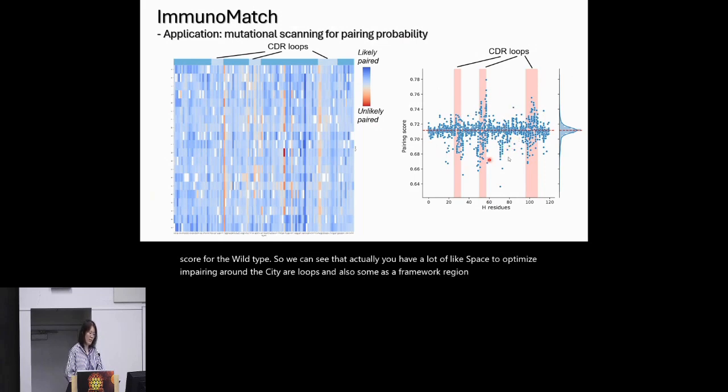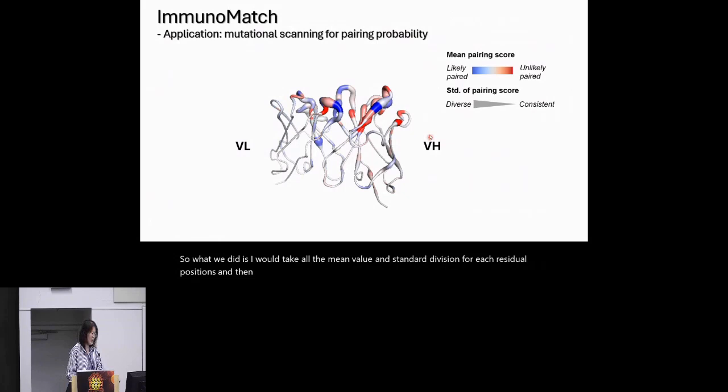So we wanted to map this scatter plot onto the antibody structure. What we did is we took the mean value and standard deviation for each residue position, and then we have this plot. You can see that if the color is white, it means that it doesn't actually influence the pairing. Also, if the width of the structure is very small, it means that all the mutations at this position tend to have a similar effect. So this is the interface of the heavy-light chain. And we can see that the mutations away from this interface don't really influence the pairing, and this is what we expected.